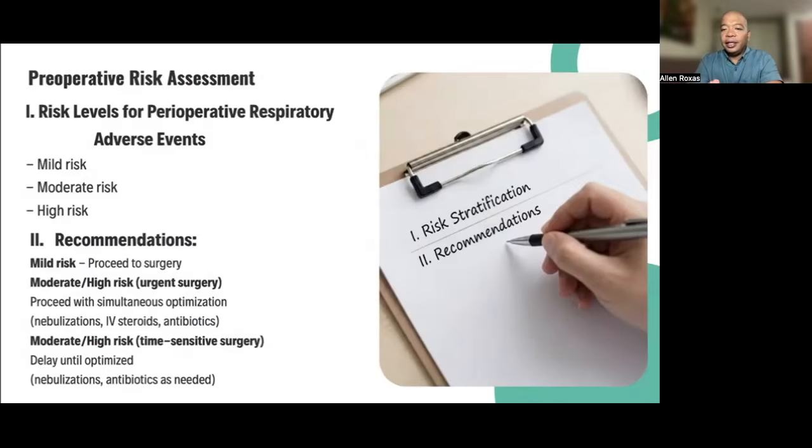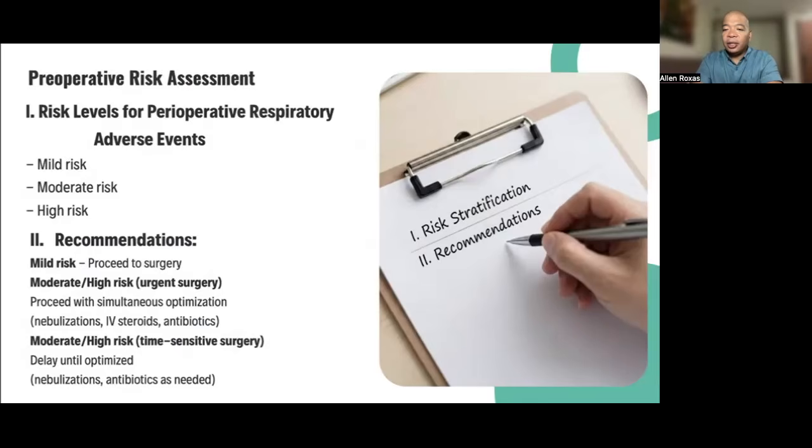After integrating patient, surgical, and anesthetic factors and formulating our risk stratification using the said tools, our next responsibility is to formulate recommendations. Recommendations would generally fall into three categories. If the risk is mild, then we can proceed. If the patient has moderate to high risk, but the procedure is urgent, then we can proceed with simultaneous patient optimization. Optimization may include nebulization, use of IV steroids, or IV antibiotics.